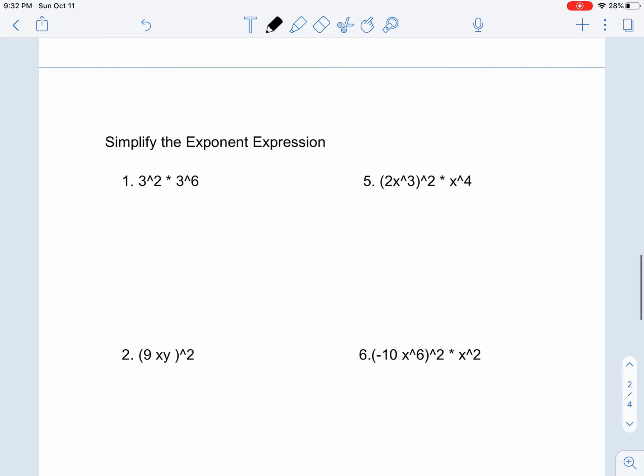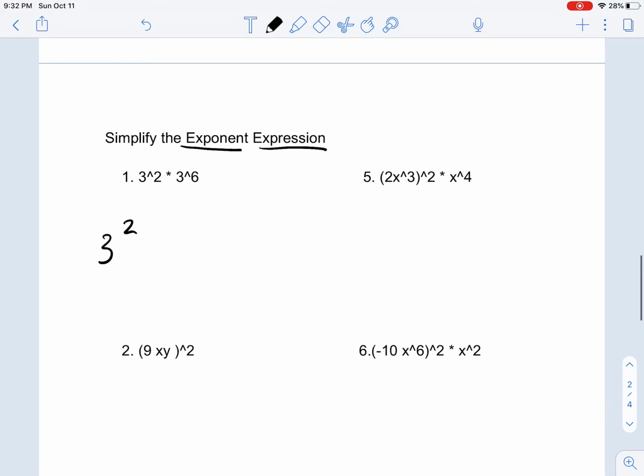Now, to simplify the exponent expression, we have to go over the idea of base and exponent. When you have an exponent, it usually looks like this, correct? This part of the exponent is called the base. That just means that it's the number that doesn't change, and this is the exponent, which tells how many times the base is being multiplied by.